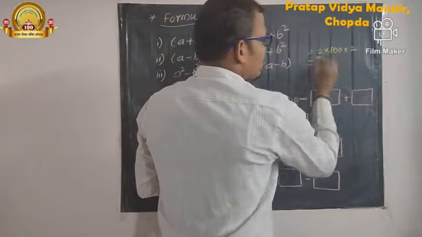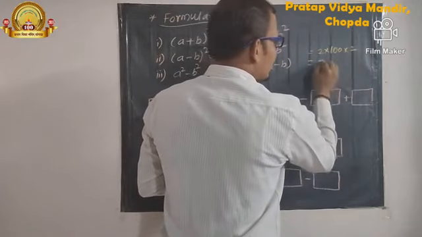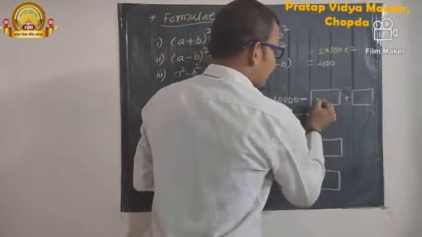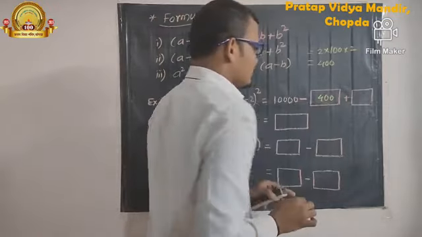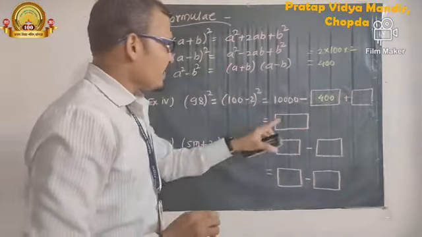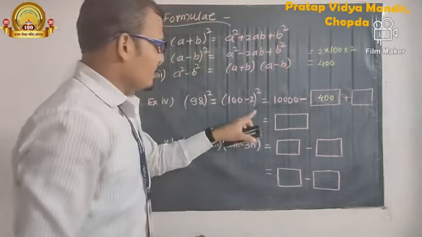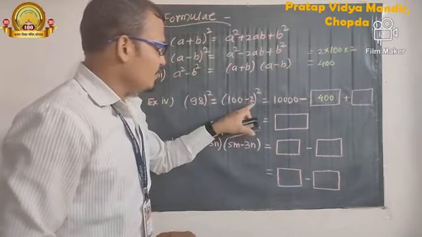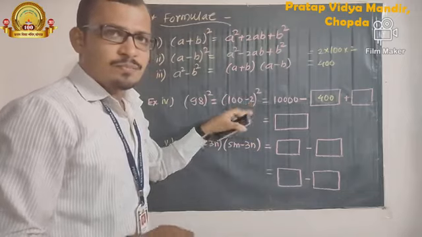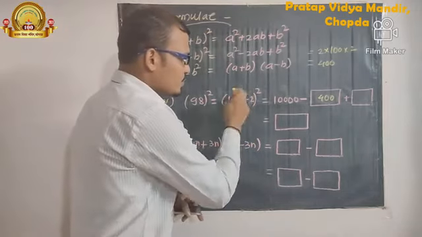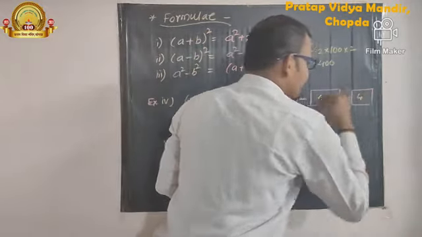If we multiply 2 into 100, 200 into 2, 400. So we get here 400. So our middle term is 400. And the last term, what is the last term here? b square, that is the square of the second term. And here the second term is 2. So the square of the second term, that is 2 square, is 4.